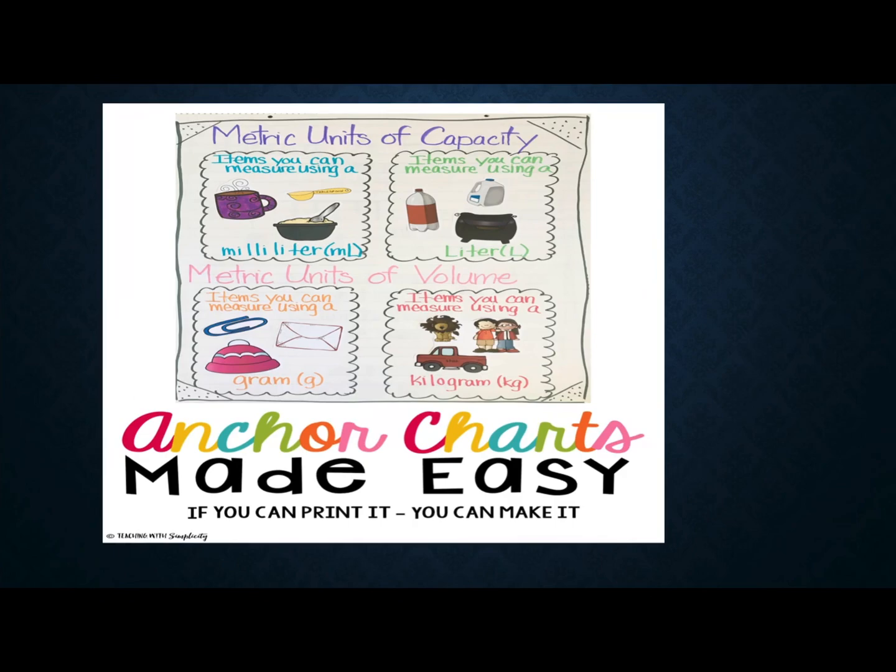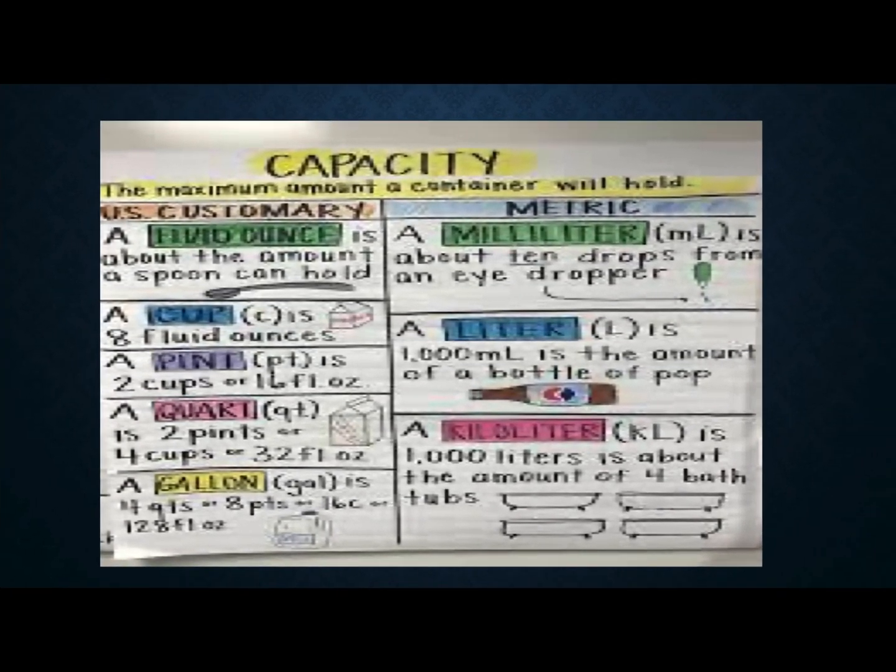Metric units of capacity. Items you can measure using a cup, using a spoon, using a container. So these are the units by which you can measure. You can take this as a measuring cup. By this measuring cup, I can fill up a complete jar. So these are items you can measure using these different objects kept here.